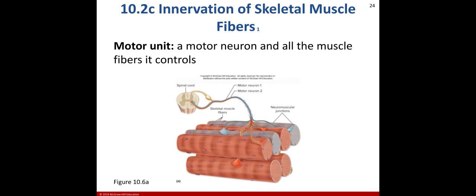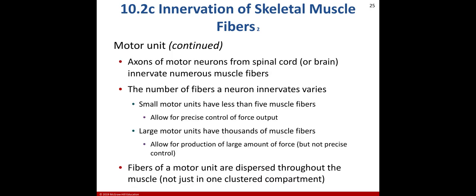So how is this going to work? We call a motor neuron and the muscles that it controls a motor unit. Okay? So we will need nerves in order to make these muscles contract. The axons of the motor neurons from the spinal cord or the brain go into many muscle fibers. The number of fibers a neuron innervates will vary. Small motor units have less than 5 muscle fibers. That's allowing for precise control. Large motor units can have thousands, and that's for a larger amount of force, but not precision.